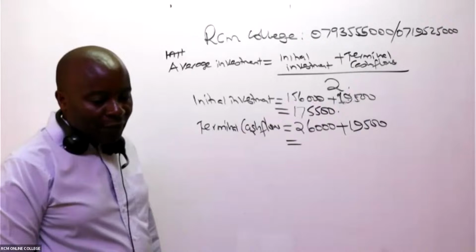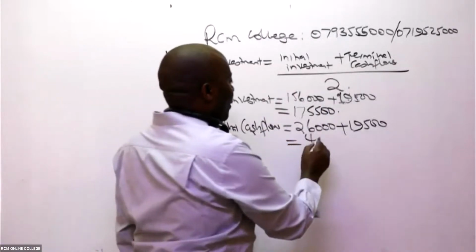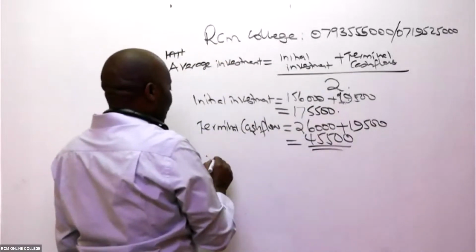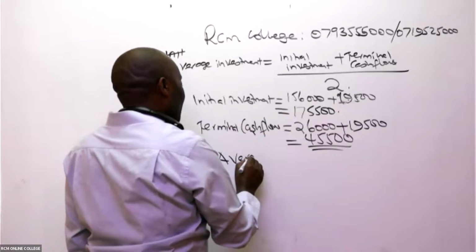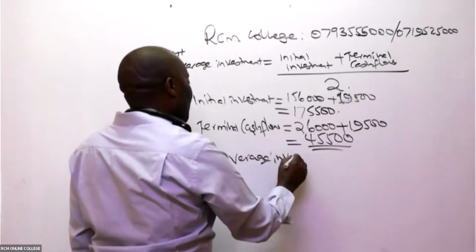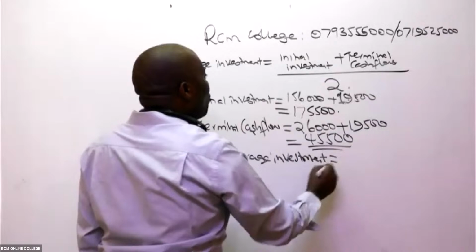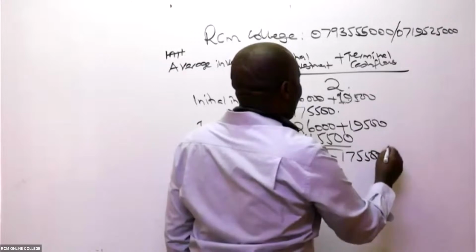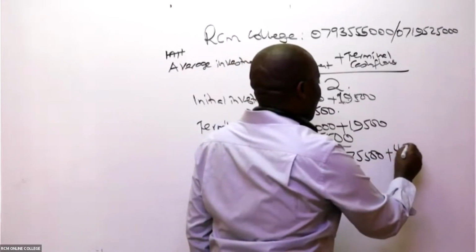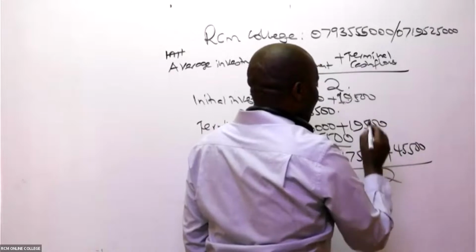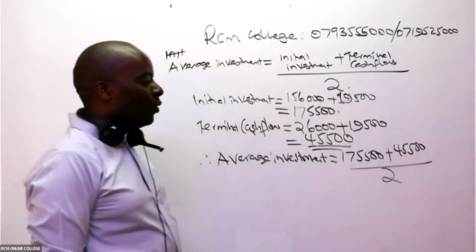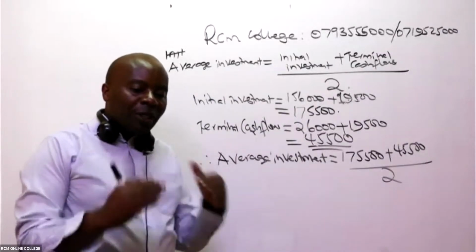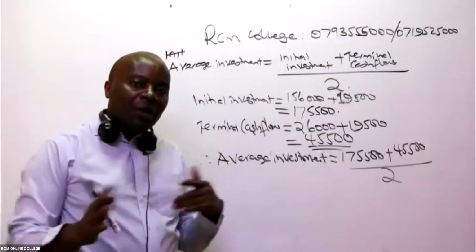All right. So then we have here 45,500. And therefore, the average investment would be our initial investment of 175,500 plus this 45,500, and you divide by 2. Is there somebody who can give me this average investment?